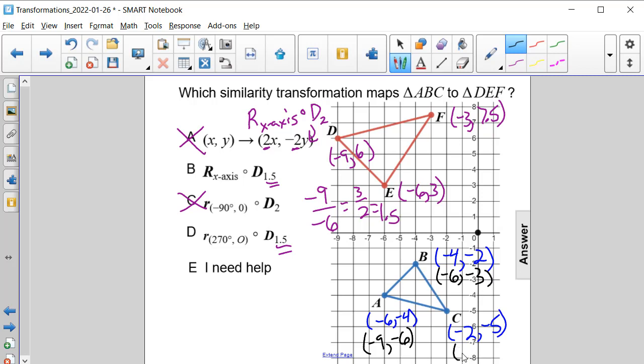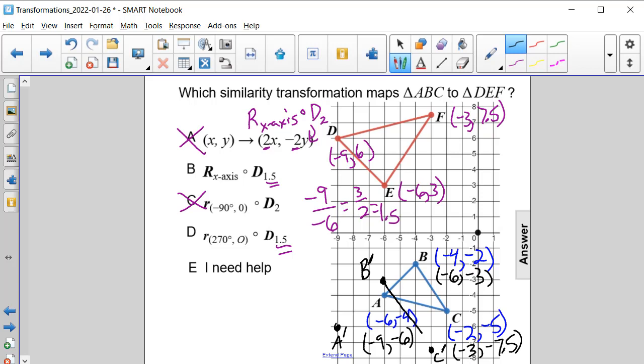And point C would become -3, -7.5. And let's plot those points to see where they are. So -9, -6 would be right here. So that's our A prime. Point B is at -6, -3. And C prime is going to be at -3, -7.5, which is right here.